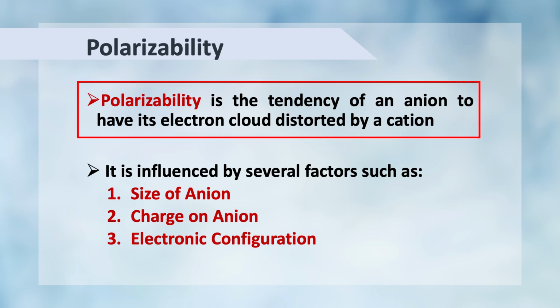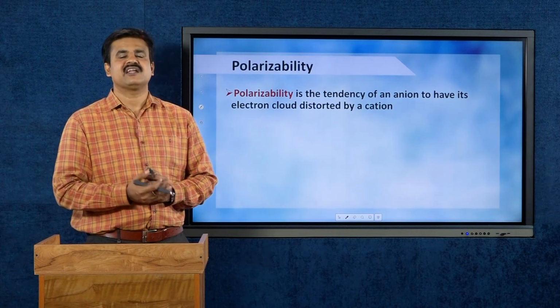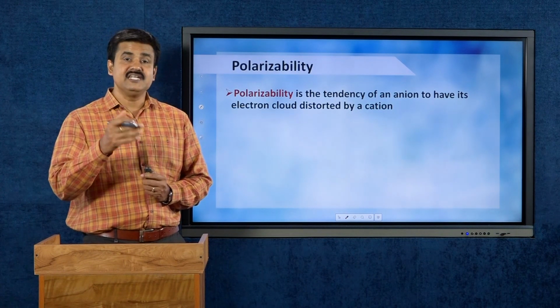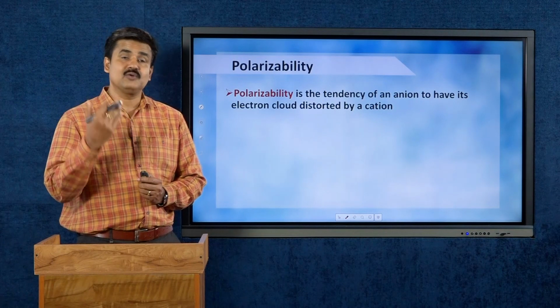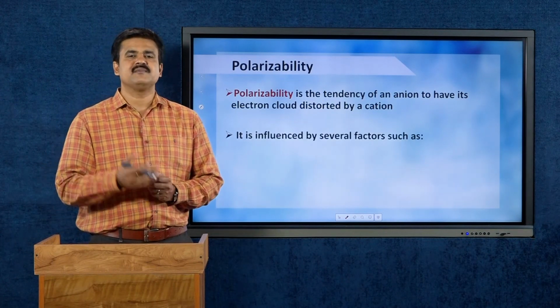Polarizability is the tendency of an anion to have its electron cloud distorted by a cation. You know the fact that generally anions will undergo polarization. The ability of such an anion to undergo polarization is called polarizability. It is influenced by several factors.